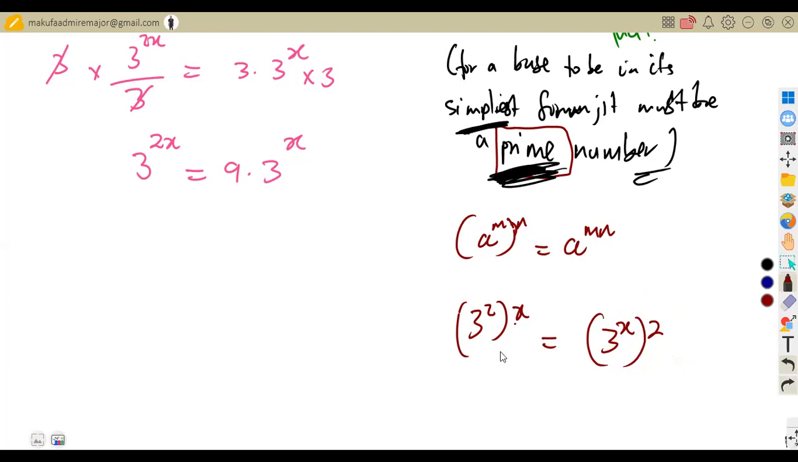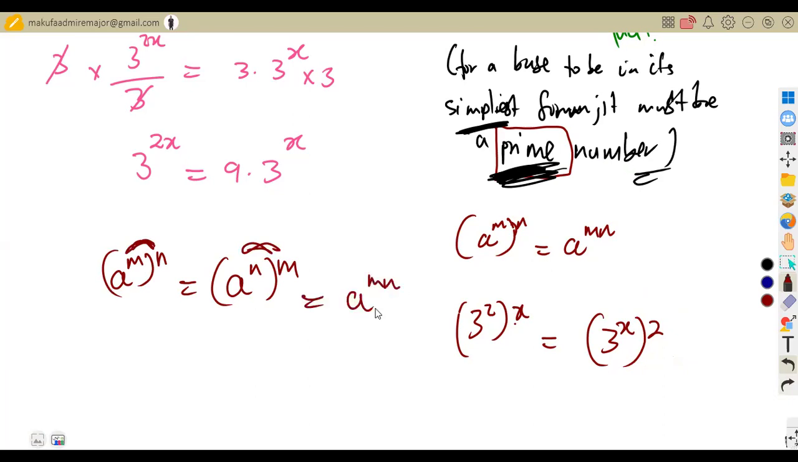What are we trying to say? This here, to write a to the exponent of m to the exponent of n like this, and someone writing a to the exponent of n to the exponent of m, just interchanging, is just one and the same thing, which gives us a to the exponent of mn. One and the same thing.